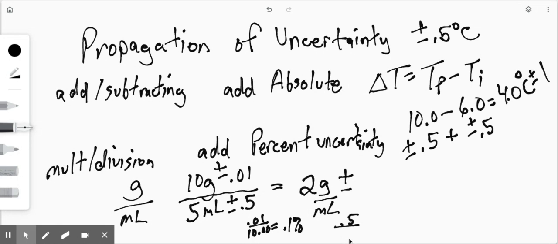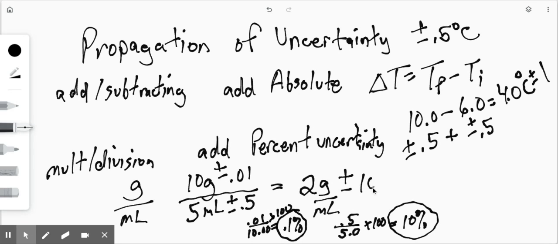That was the absolute uncertainty, divided by 5.0 milliliters. Sorry, I forgot to multiply by 100 here. Times 100. And then I get 10%. So I have to add this percent uncertainty for my volume measurement plus this percent uncertainty for my mass measurement, and I will get plus or minus 10.1%.